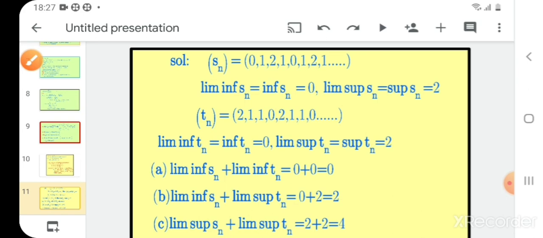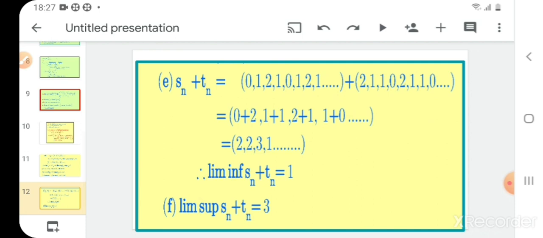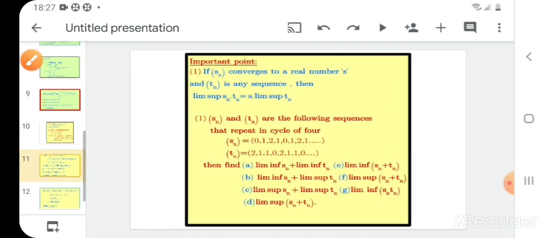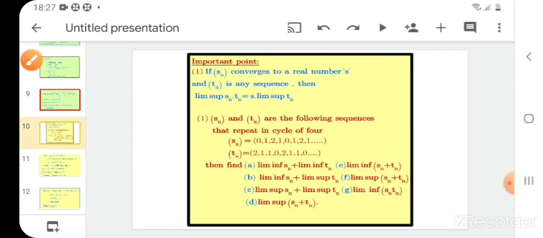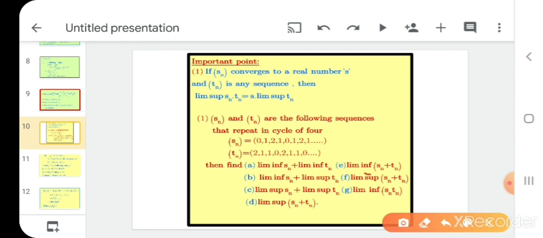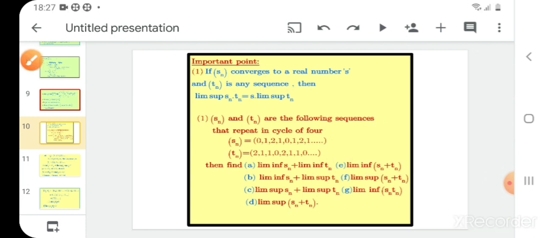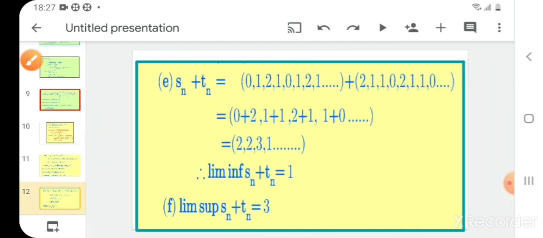Next, after ABC comes D. But instead of D, I find here E and F first, and after that I find D. See, what is E? E means limit infimum of Sn plus Tn. First we find Sn plus Tn. After that we find the infimum. First we have to find Sn plus Tn.